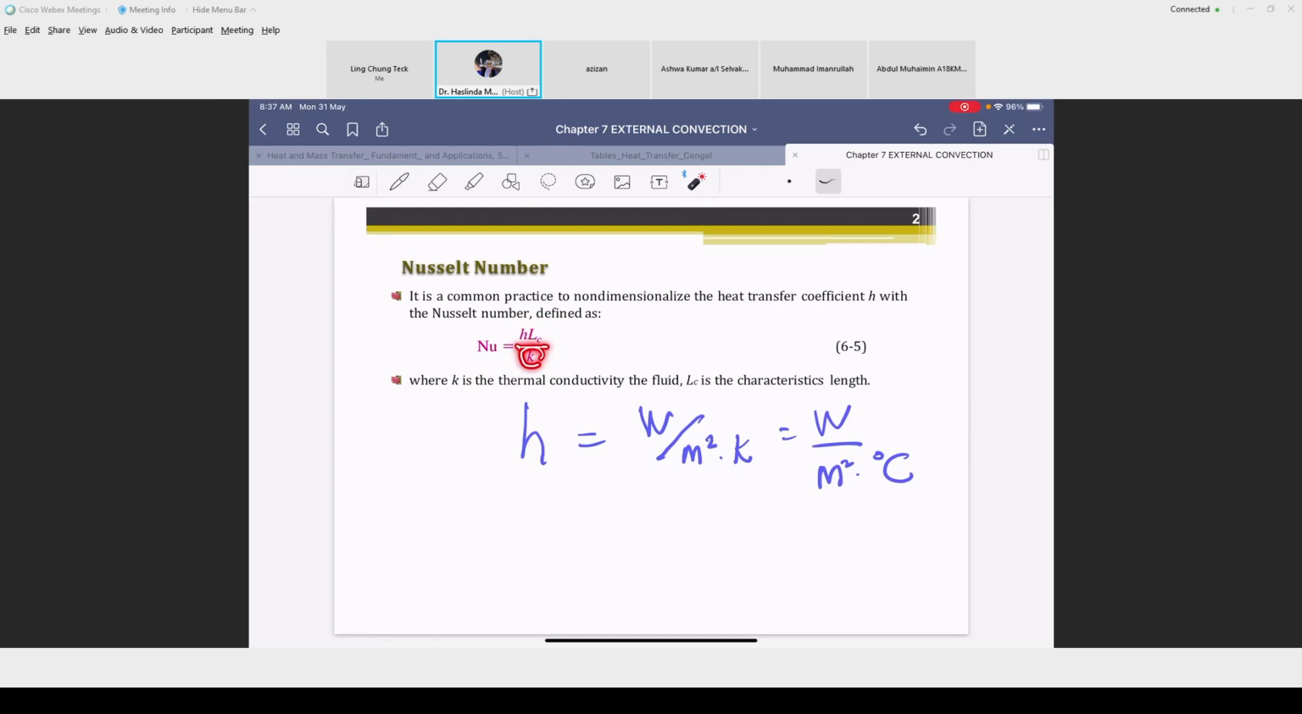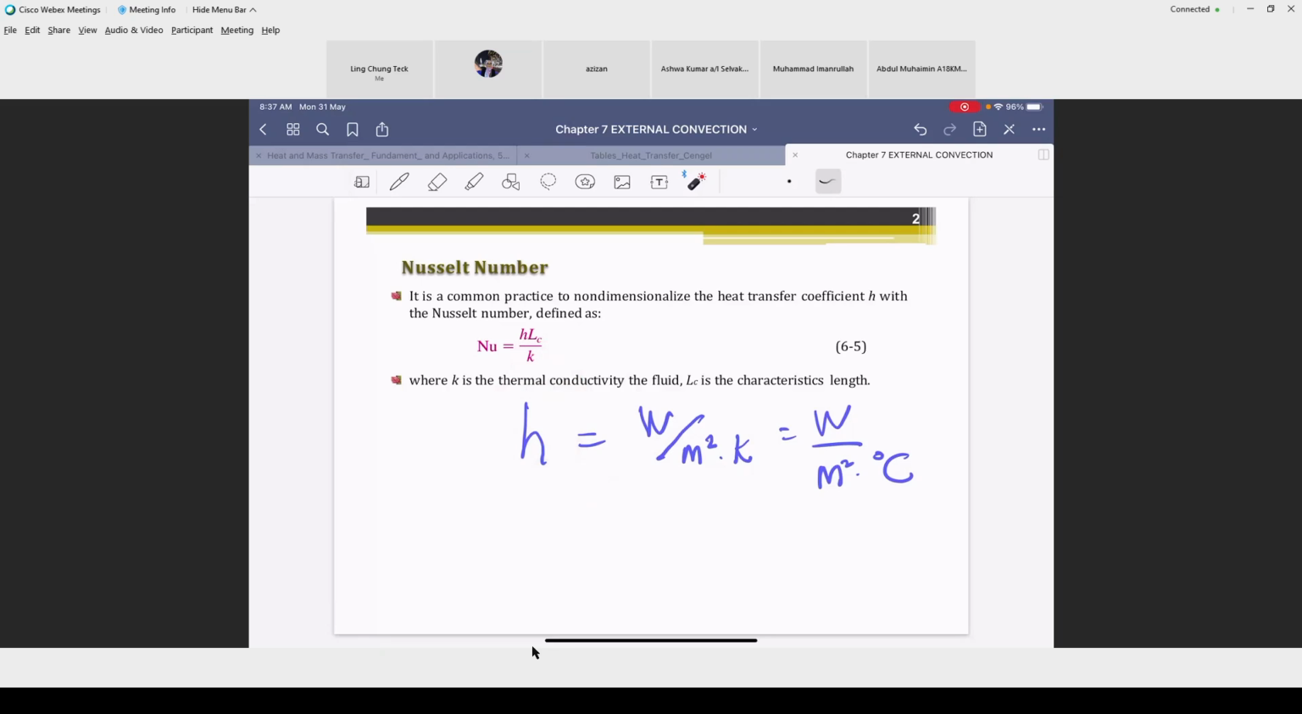So I want to ask, which K is this? What K? The solid medium K or the fluid K? No, not solid, because we are determining H. H is fluid, right? So K also is K of the fluid. Fluid also has K values.